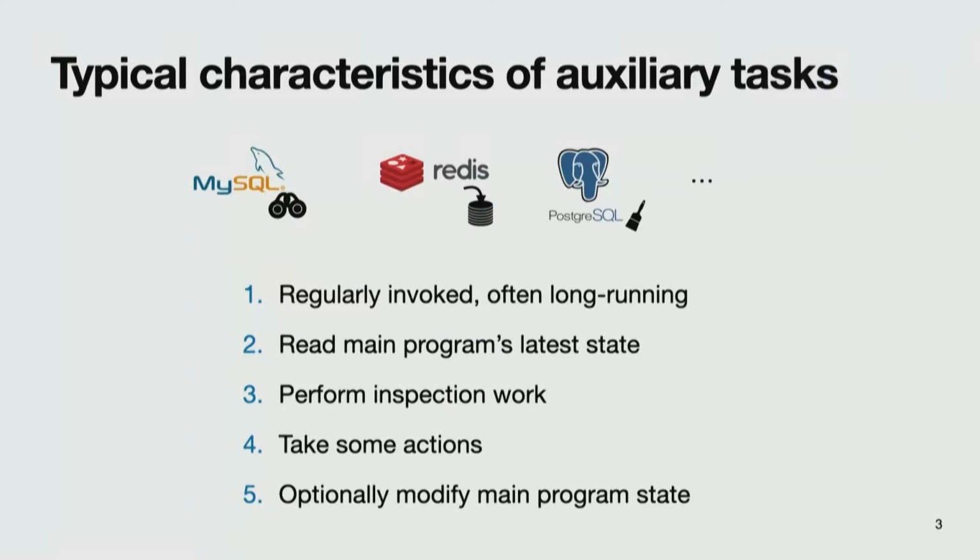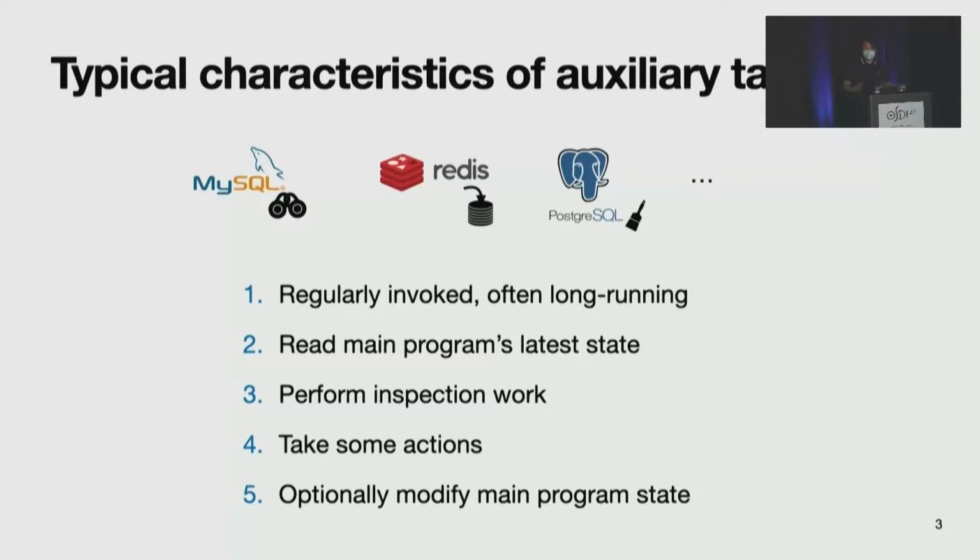Auxiliary tasks share a few typical characteristics. They are regularly invoked and often long-running. In each invocation, the task reads the main program's latest state and performs inspection work. If it finds something interesting, the task will take some actions, and the task may also optionally modify the main program's state.